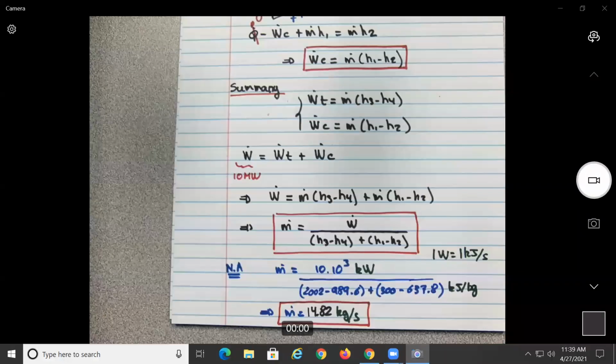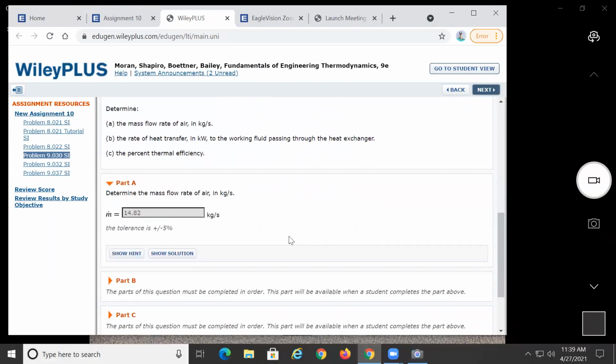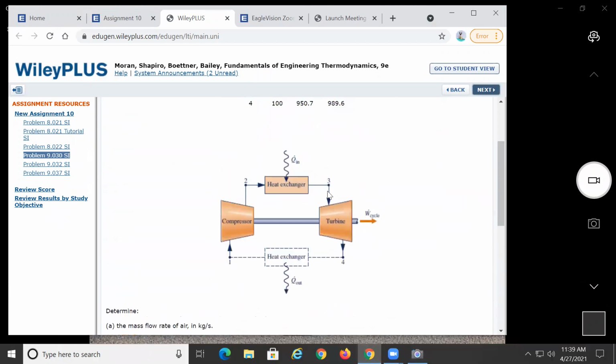So let's see, the next thing we need to find is to find the rate of heat transfer in kilowatt to the working fluid passing through the heat exchangers. So I guess is this Q over here, okay? So again, what do we need to do? Control volume will be this, no? And we do, so basically what should that be? Probably would be H3 minus H2, no? So it will be pretty simple, okay, but let's do it.